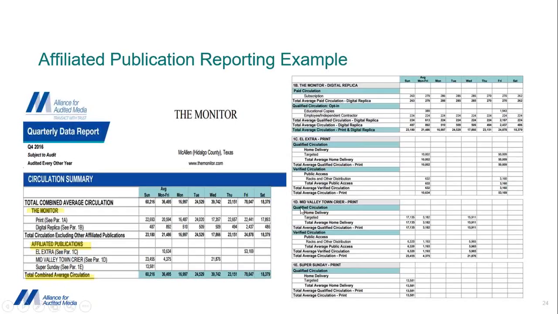If I go down to 1D, because the Mid-Valley Town Choir, it's going to show their distribution. Their distribution is broken down by qualified and verified. So you get that detailed level of distribution for each publication, but it's under one member number, the main member number for your publication. And not only do you have separate reporting, but it also has a combined average total for you to show that total distribution.